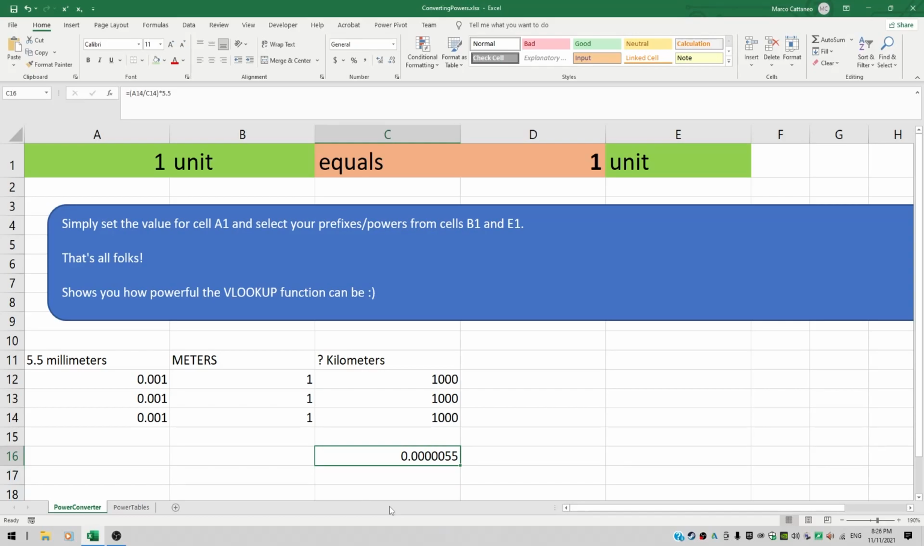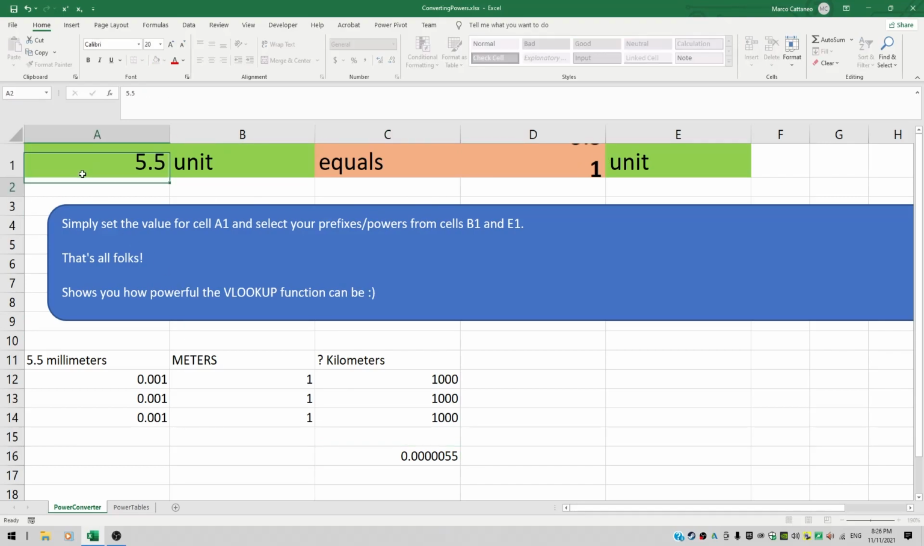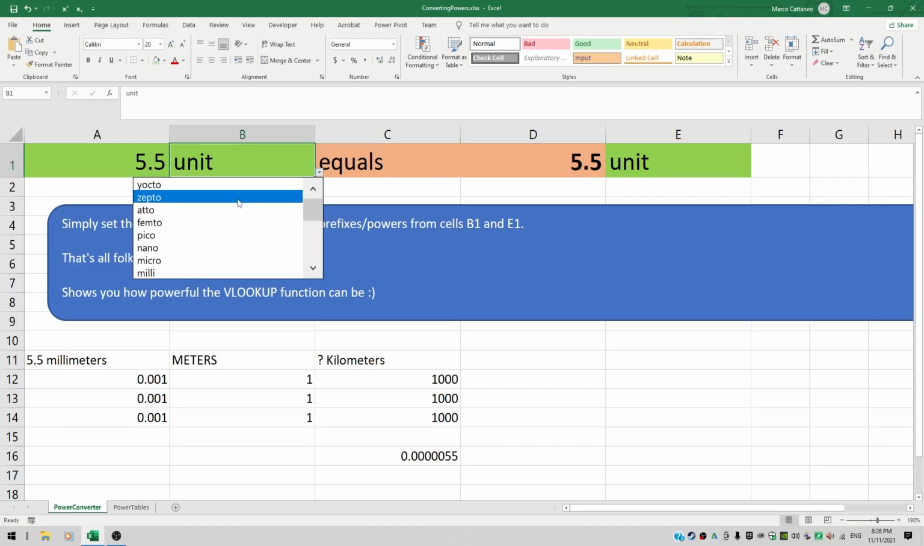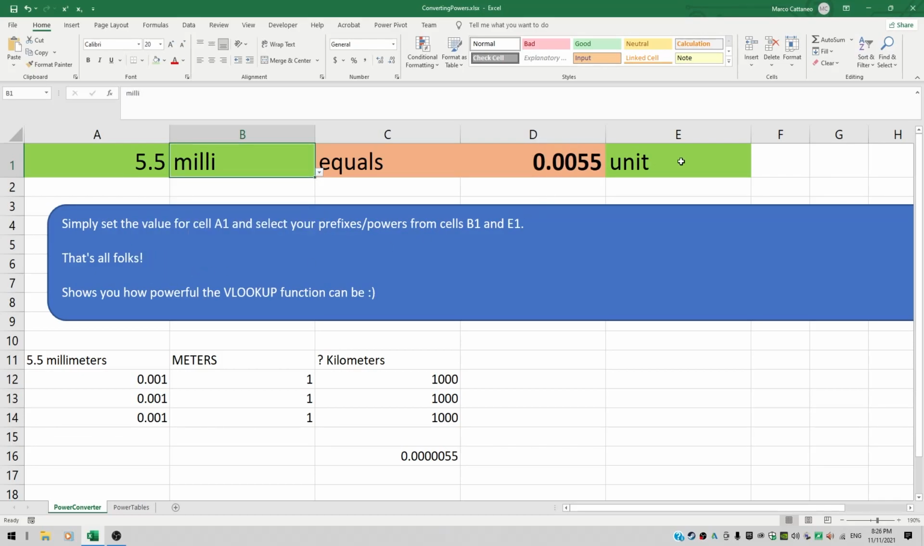That's how we convert. Now I've got something up here, something very similar. So 1 unit equals 1 unit. Let's do the same example. So 5.5. I want to have milli units. Let's select here with the drop down arrow. Let's select milli. There you go. And I want to know how many kilo units that is. So let's select kilo here. There you go. 5.5 milli units equals 0.0000055 kilo units. Could be meters, could be liters, could be something else. But that's how you convert between the two systems.